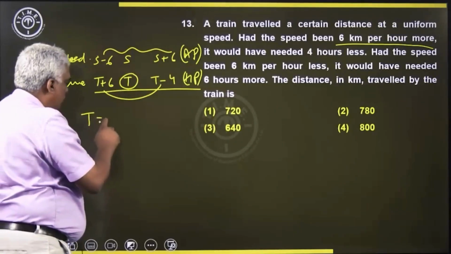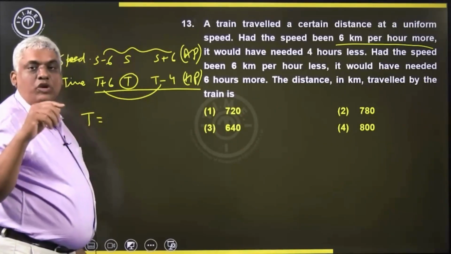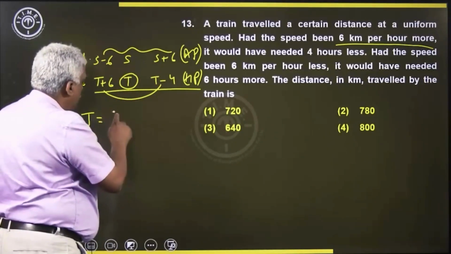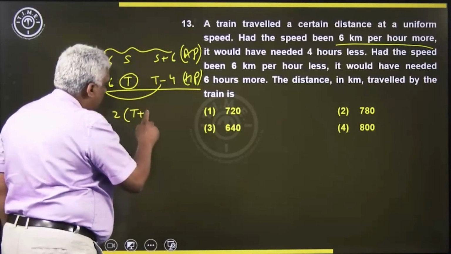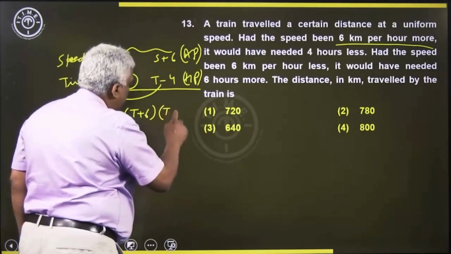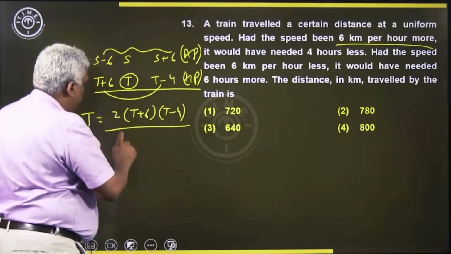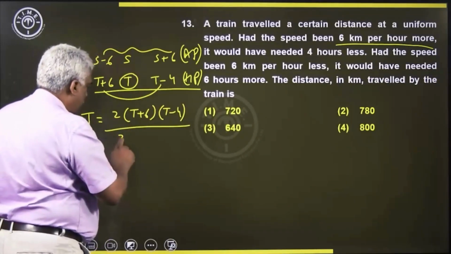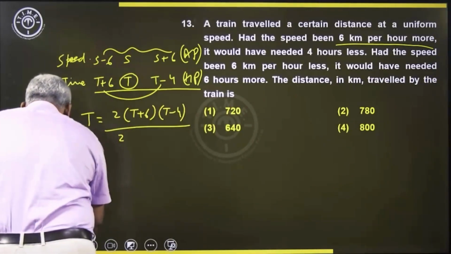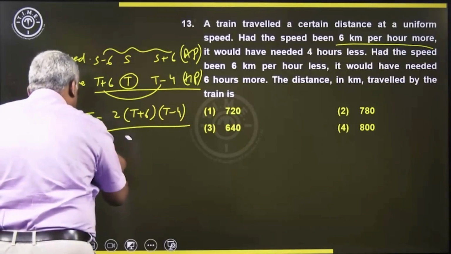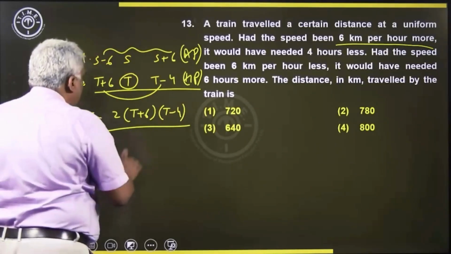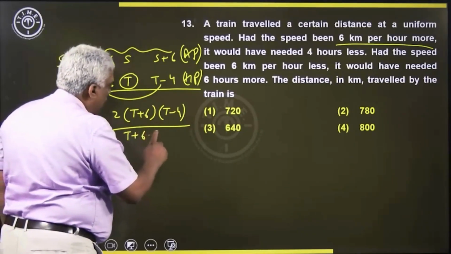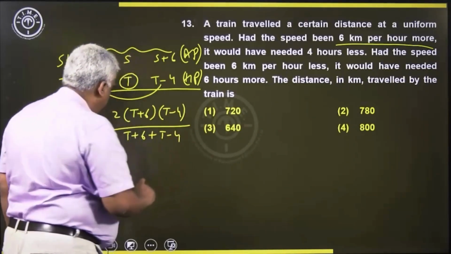So this t is the harmonic mean of this and this. The harmonic mean of a and b is 2ab by a plus b. So it will be 2ab by a plus b, that is, t plus 6 plus t minus 4.